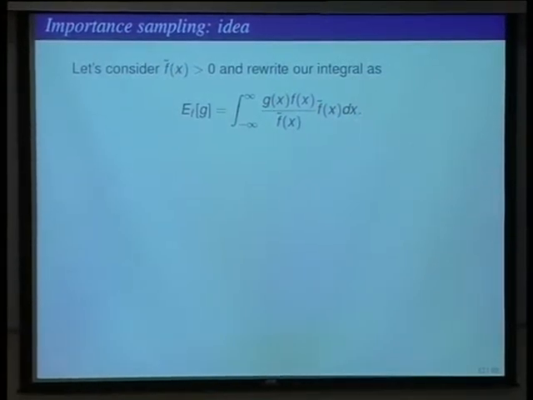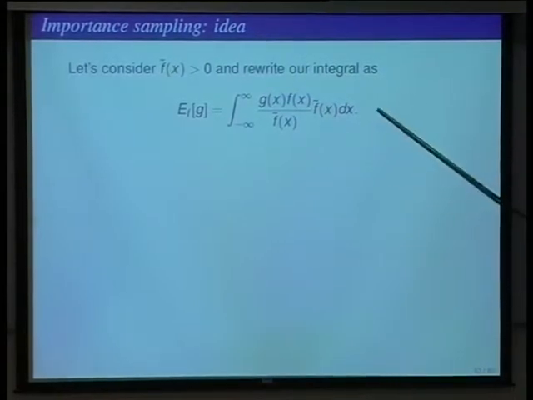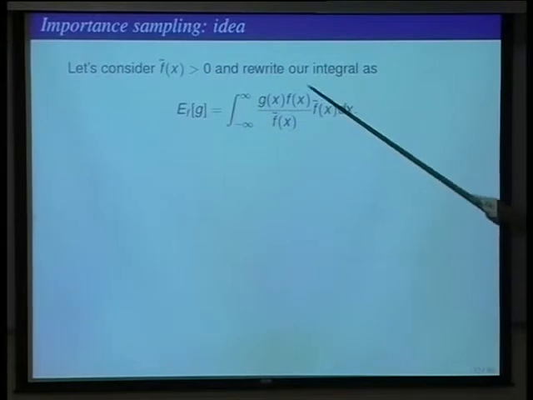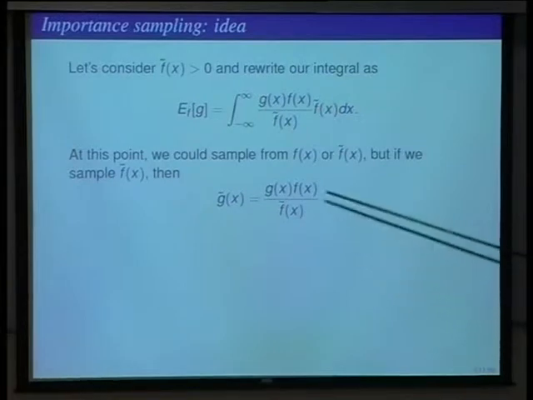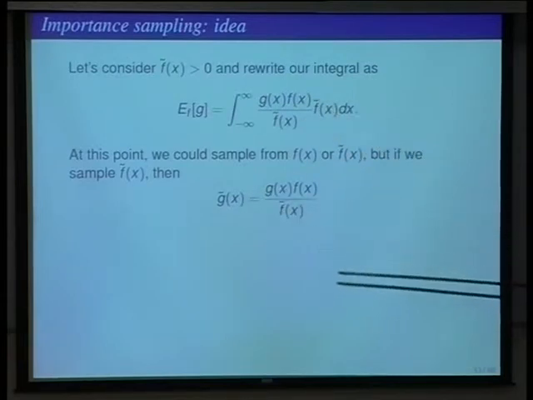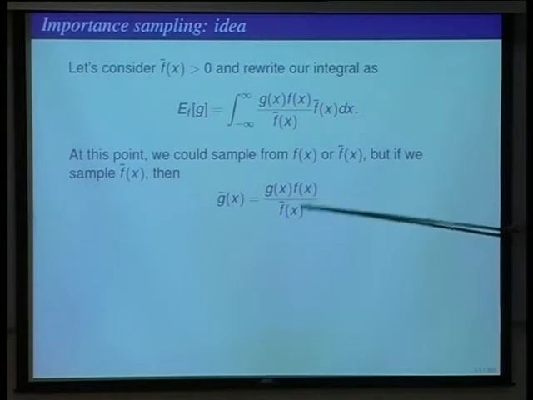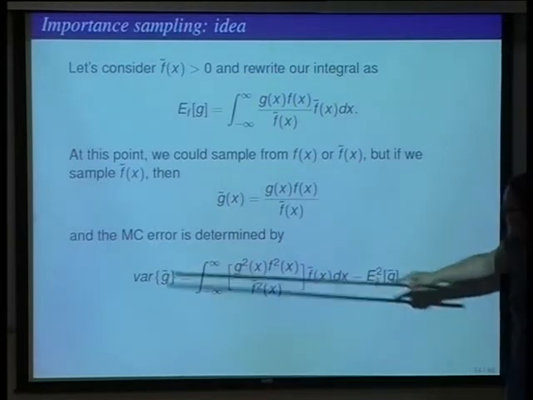Right? Before we were thinking about the integral of G times F, we sample from F and plug into G and take an average. Here we're going to think about sampling from F tilde and plugging into this quantity, which we define as G tilde. Right, so we're still free to sample from whatever we like. If we sample from F, these guys go away, it's just what we've been doing. If we sample from F tilde, now what we plug into is G tilde, which is our old G, times the ratio of these probability distributions. And the Monte Carlo error is now determined by the variance of G tilde.